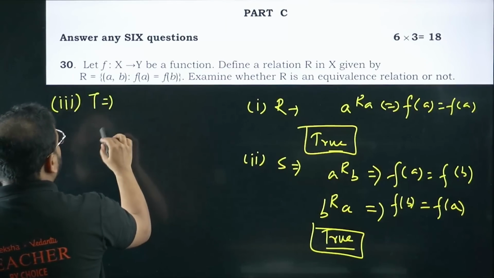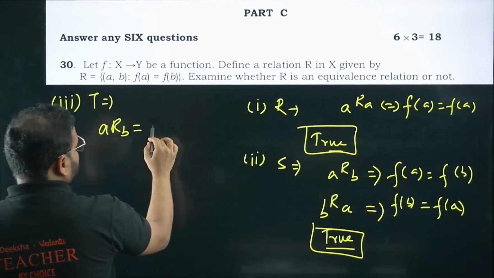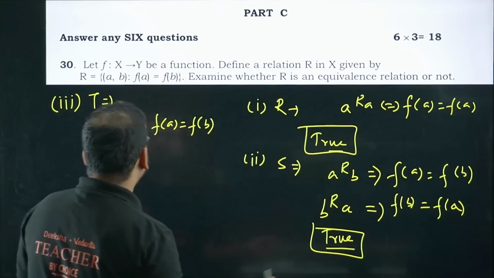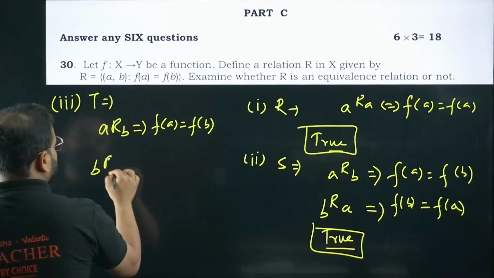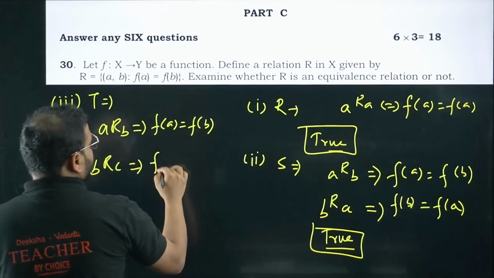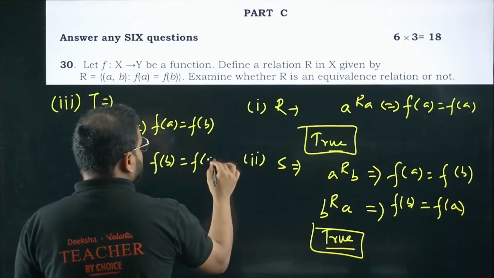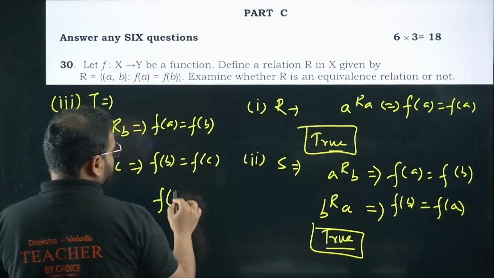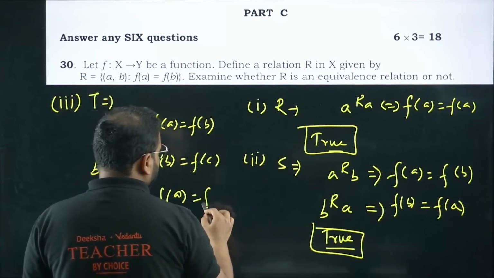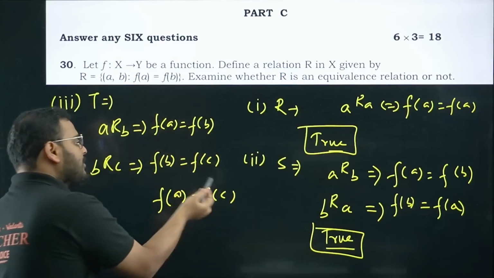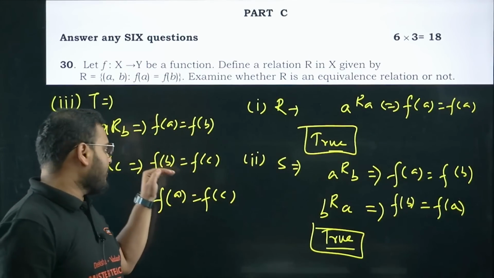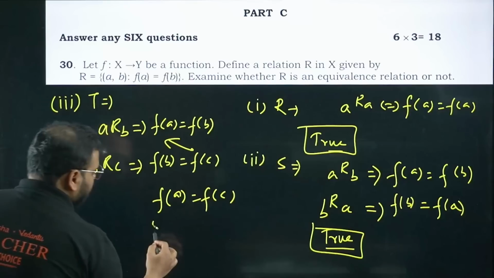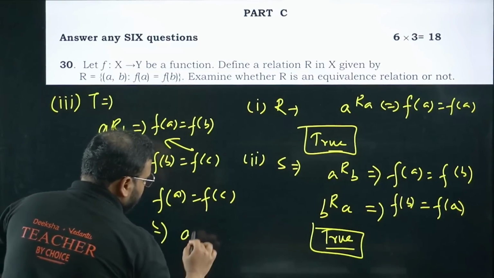So we have ARB, it becomes f of A equals f of B, so that's not a problem. Then we have BRC, from here we have the definition that f of B equals f of C, and if you compare these two, you're going to get f of A equals f of C, right? f of A equals f of B, f of B equals f of C. It means f of A equals f of C. From there, what we're getting is nothing but ARC.